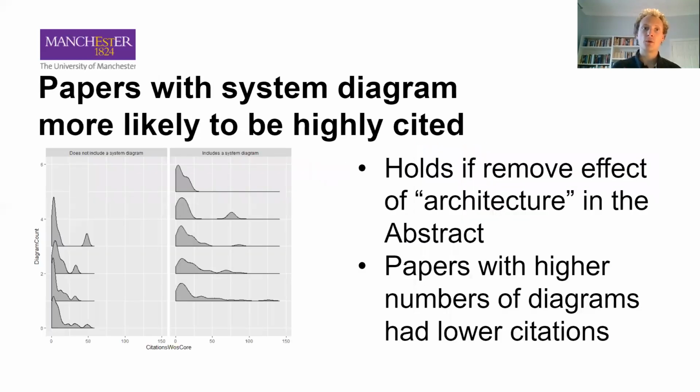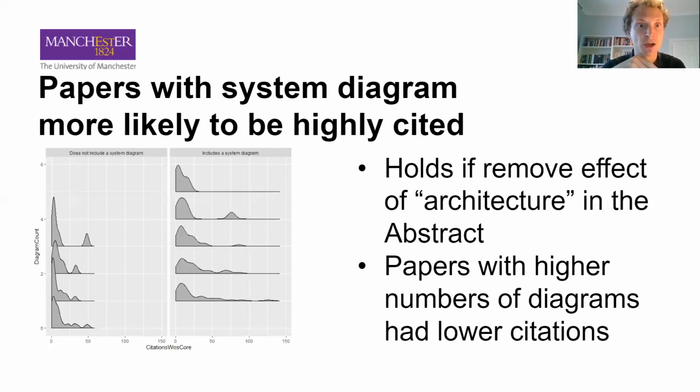So of those papers that include a system diagram, papers with a system diagram are more likely to be highly cited. So if you look on the left, we have these little diagrams which show, towards the right of each half of this, higher cited papers. So you can see a big difference on the right hand ones, which include a system diagram. There's a much longer tail, and that's because they've got many more of these very highly cited papers within that bucket, including a systems diagram.